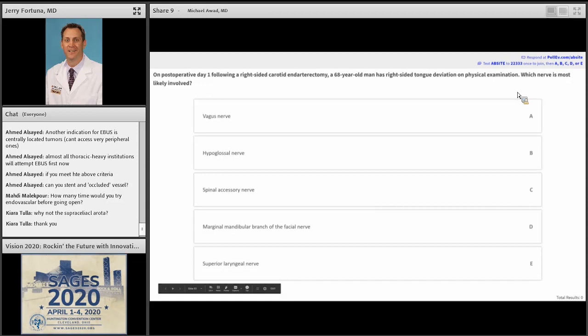On postoperative day 1 following a right-sided carotid endarterectomy, a 68-year-old man has right-sided tongue deviation on physical examination. Which nerve is most likely involved? A, vagus nerve. B, hypoglossal nerve. C, spinal accessory nerve. D, marginal mandibular branch of the facial nerve. E, superior laryngeal nerve.